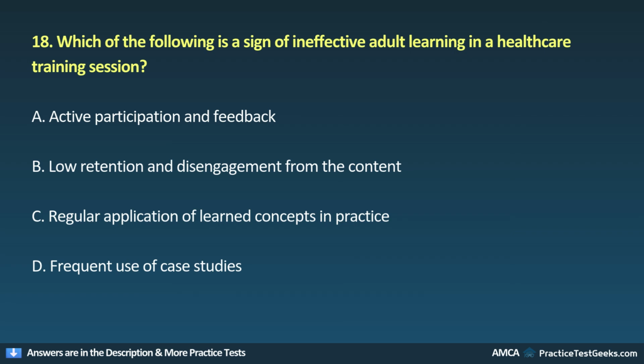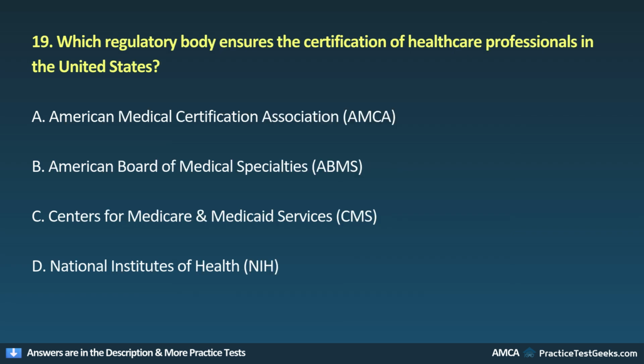18. Which of the following is a sign of ineffective adult learning in a healthcare training session? A. Active participation and feedback. B. Low retention and disengagement from the content. C. Regular application of learned concepts in practice. D. Frequent use of case studies.